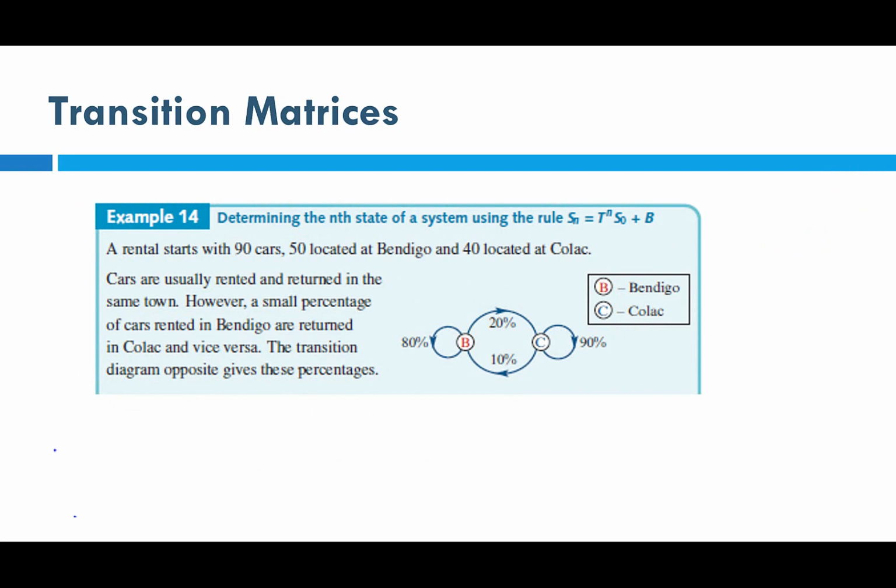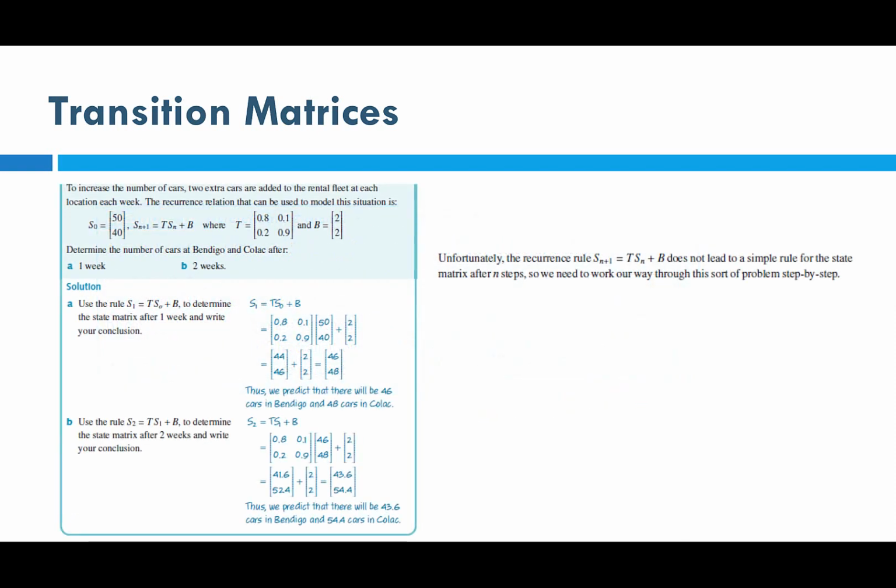Right, a rental firm starts with 90 cars, 50 located at Bendigo and 40 located at Colac. Cars are usually rented between each town. However, a small percentage of cars rented in Bendigo are returned in Colac and vice versa. Previous question, and that's the diagram. We've already seen this diagram here. To increase the number of cars, 2 extra cars are added to the rental fleet at each location each week. The recurrence relation that can be used to model the situation is this.